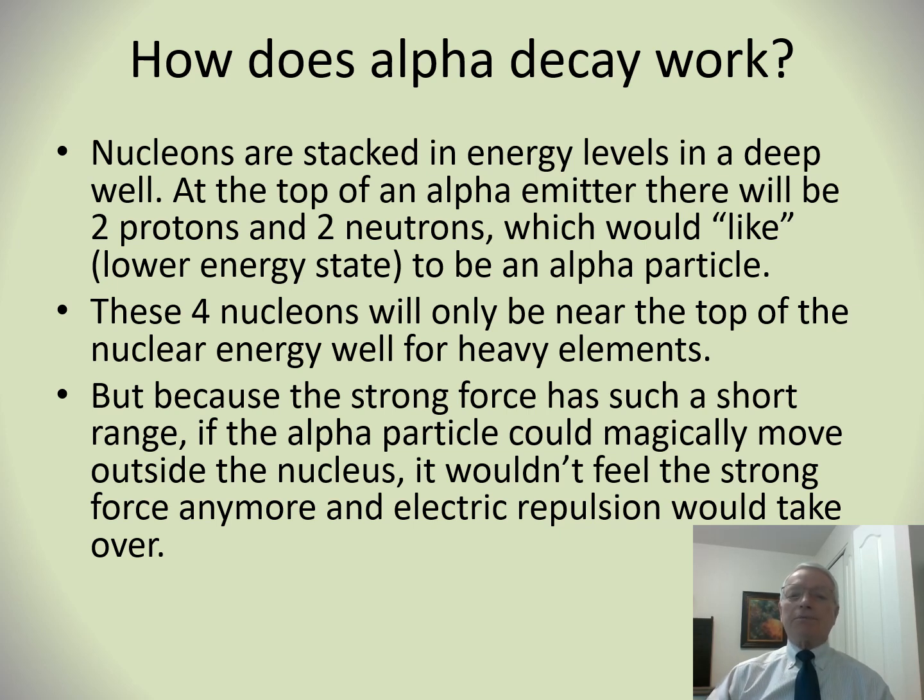These four nucleons will be up near the top of the nuclear energy well for heavy elements, getting up to the point where the elements won't even be stable anymore. If you're up on that end of the periodic table, approaching uranium, then these four nucleons are almost ready to come out. But the strong force is still holding on to them. But if somehow they could get away from that strong force for just a little bit and magically move outside the nucleus, then they wouldn't feel that strong force anymore. They'd be a positive particle next to a big fat positive nucleus, and they'd be repelled away.